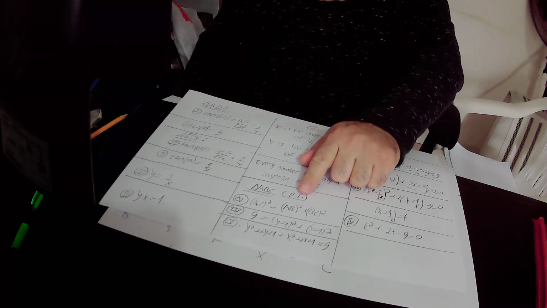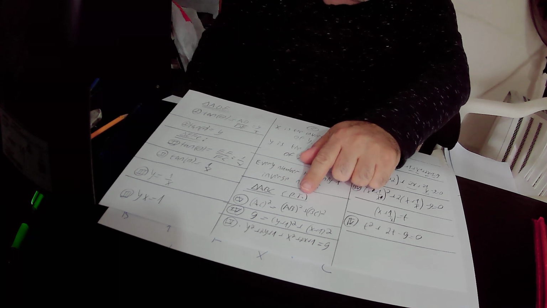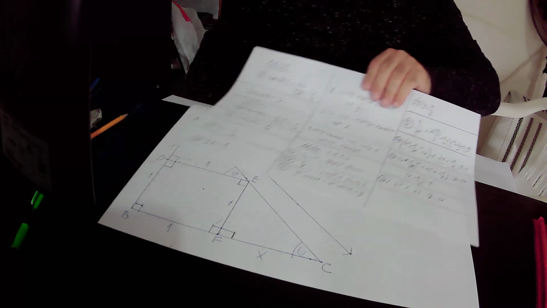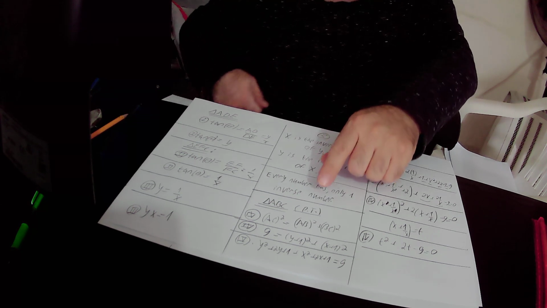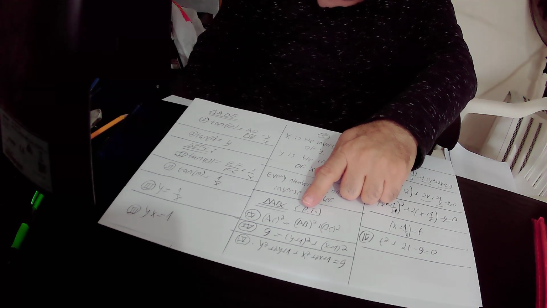And AC squared equals the sum of the squares of the perpendiculars, that is to say it equals AB squared plus BC squared. AC equals 3 units. AC squared will be equal to 3 squared, which is 9, so it will be equal to 9.